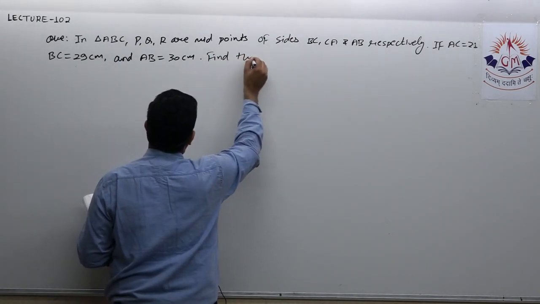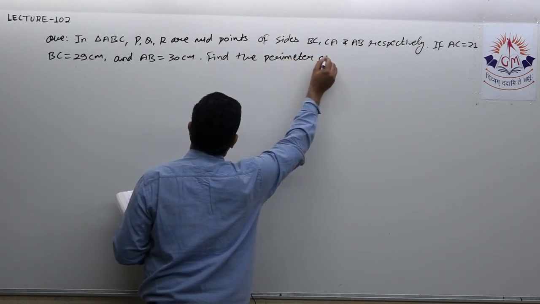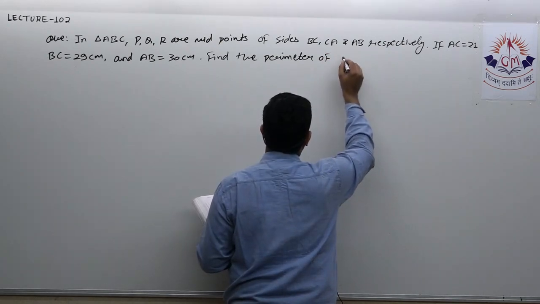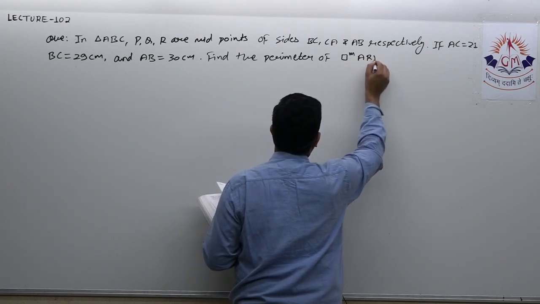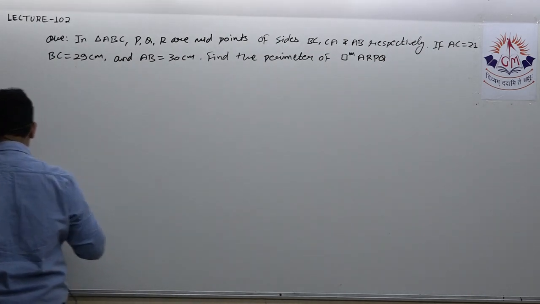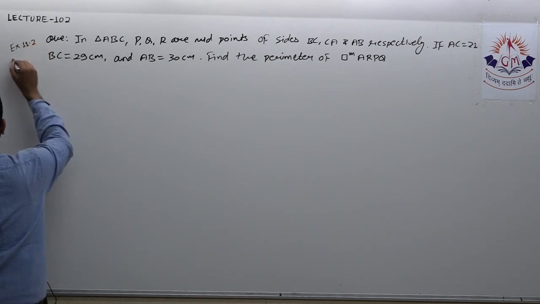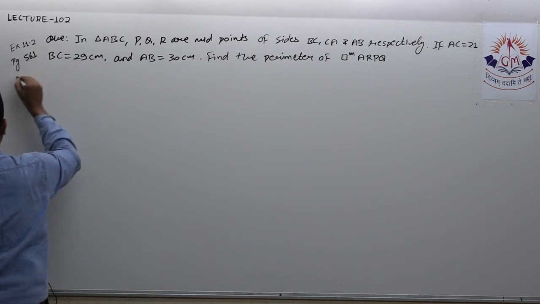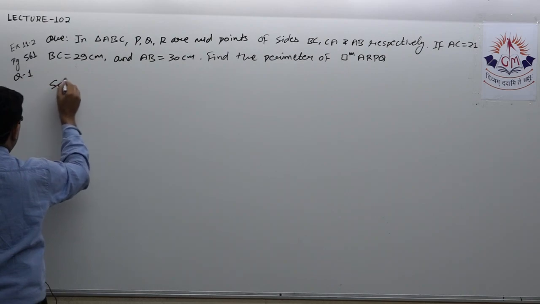Find the perimeter of parallelogram ARPQ. So let us see. This question is from exercise 11.2, page 561, question number 1. So let us see its solution.